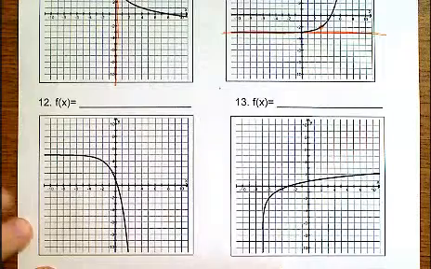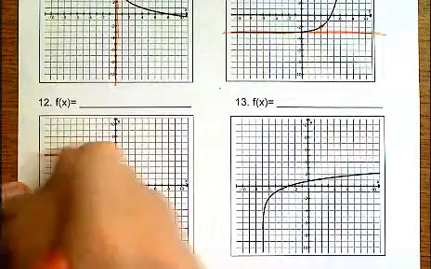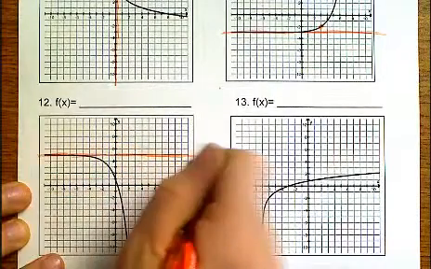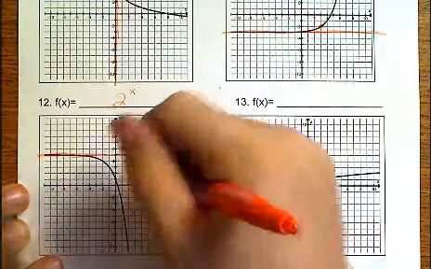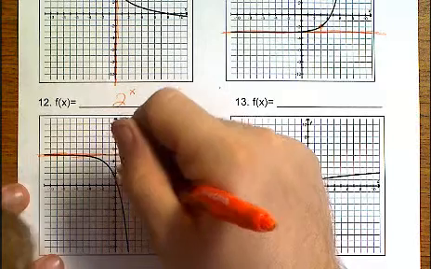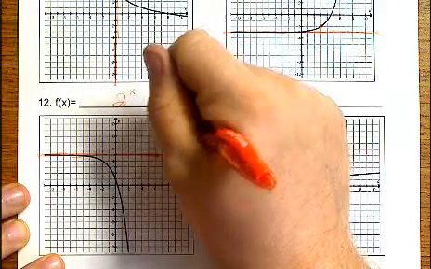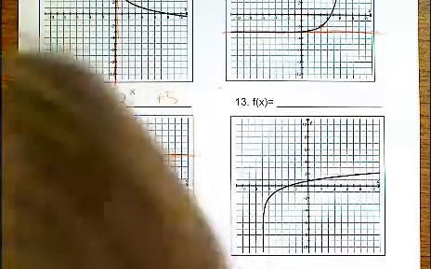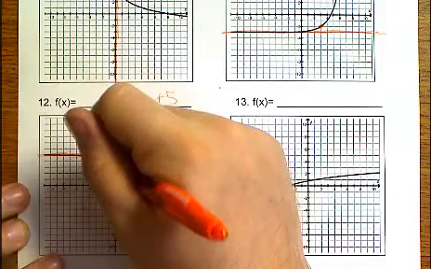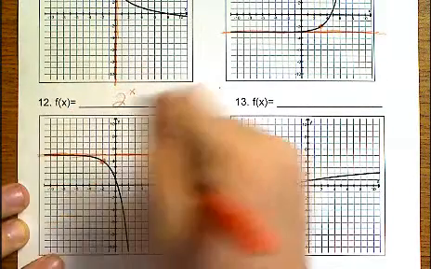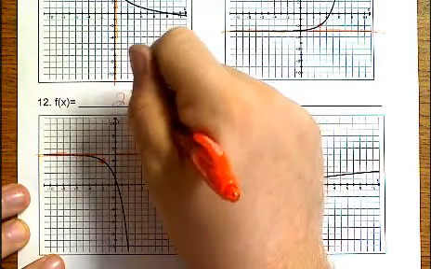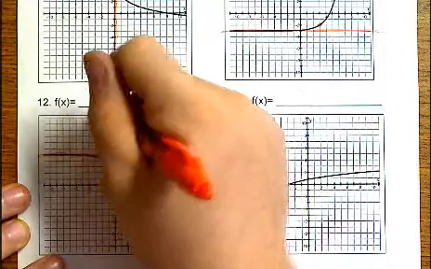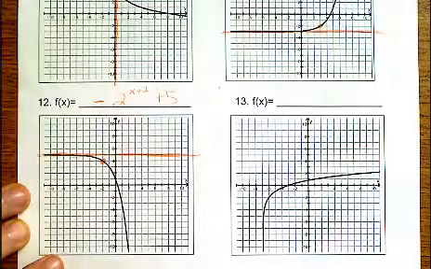Take a look at number 12. Horizontal asymptote means exponential equation. We know that we've moved up 1, 2, 3, 4, 5. We look at our first point. It appears we've moved left by 2. And it's going down instead of up, which means that we need to make it negative.